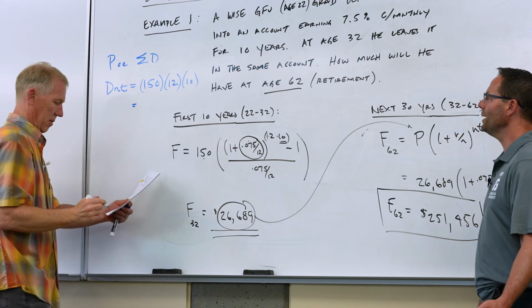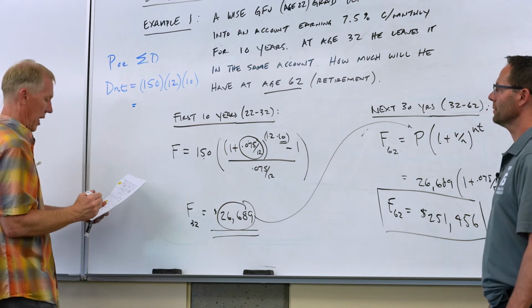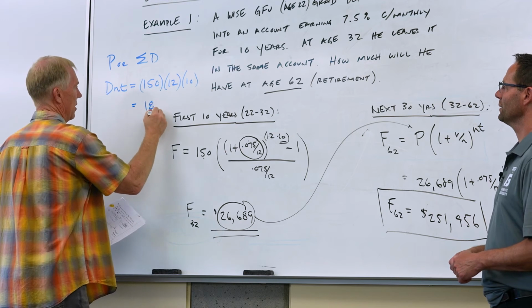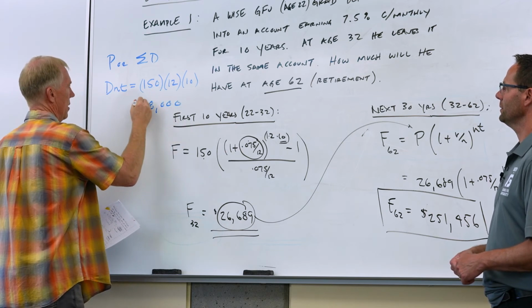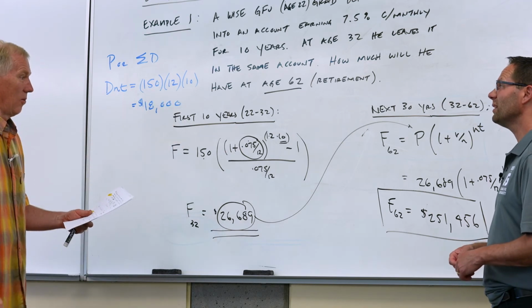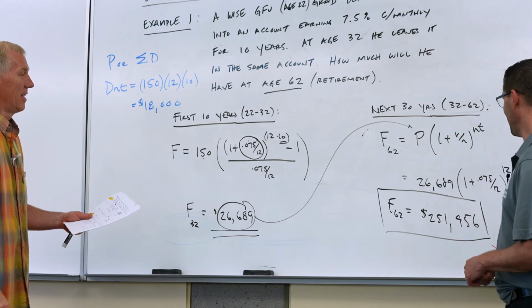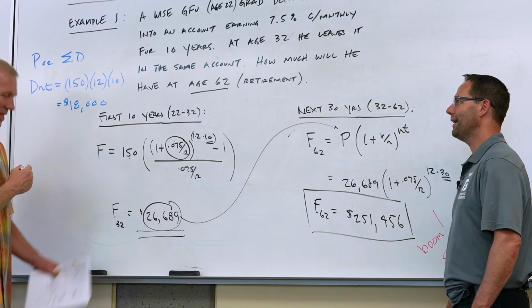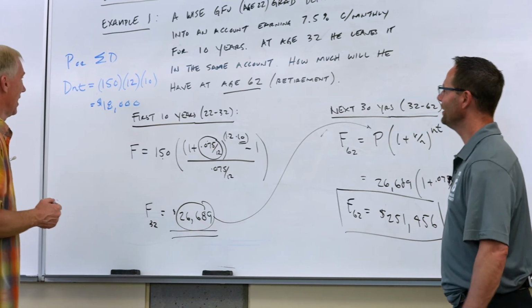150 times 120. Oh man, I should be able to do that, Pete, but I don't have it here. $18,000. That's all. Wow. That only cost me $18,000 and I ended up with $251,000. You and I are both thinking, did we make a mistake? I know. But I think that's right.